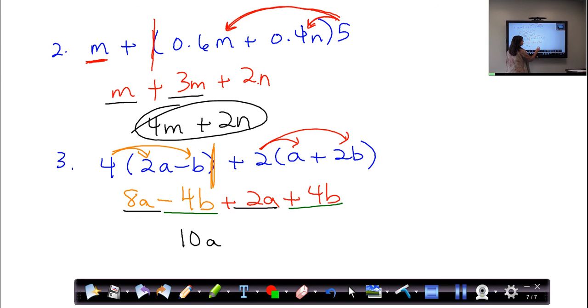And now with those b's, I'm going to have negative 4b and 4b. That's like saying I have 4 b's sitting in front of me and I'm taking 4 of them out of the pile. I've got no b's left. They're going to cancel each other out completely. And sometimes that happens. That's okay for things to cancel out completely. That 10a is all that I'm left with.